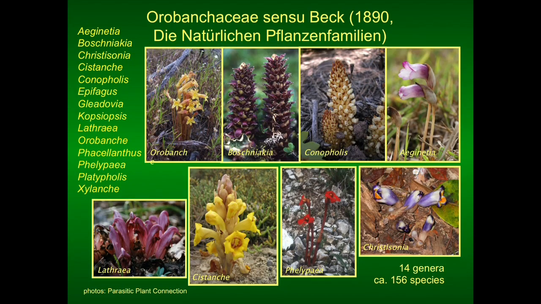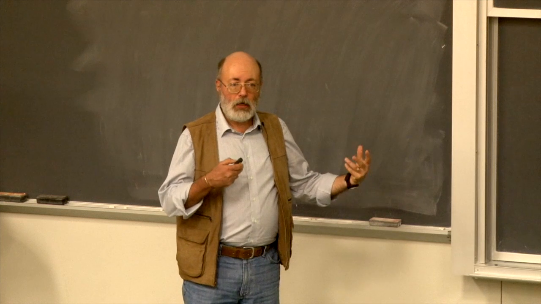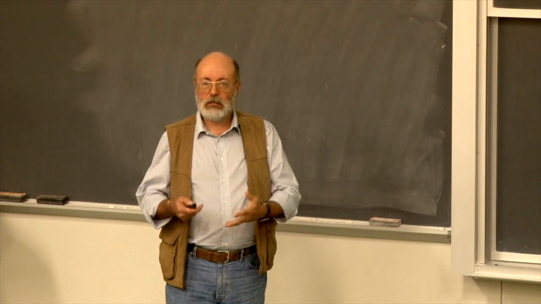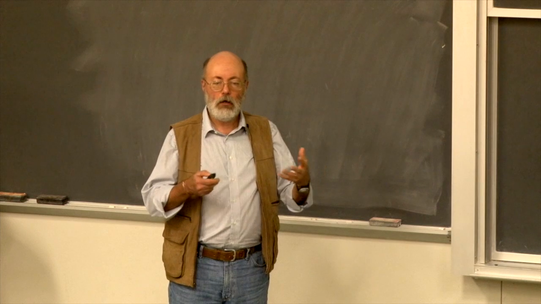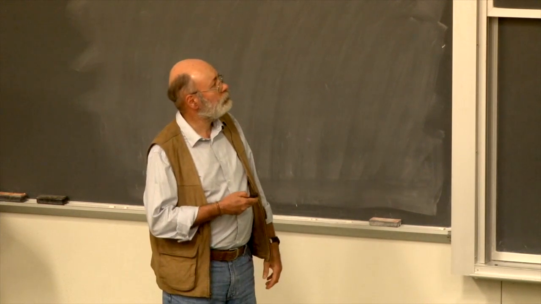In the traditional sense, back in the 1890s, the Orobanchaceae were considered to have about 14 genera and a total of a little over 150 species. And they had this worldwide distribution, and they all had this character where they didn't have any chlorophyll. They were parasites that depended 100% on their hosts.